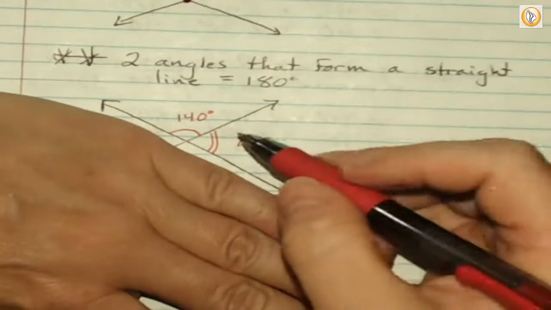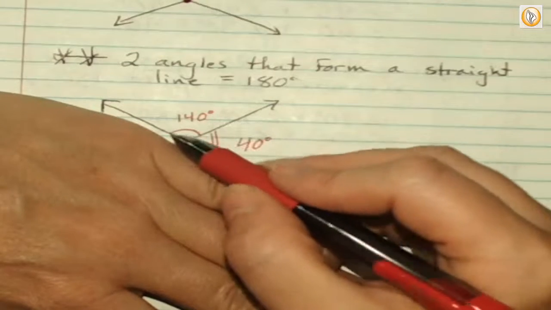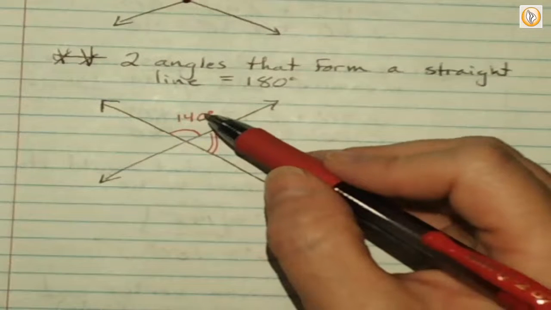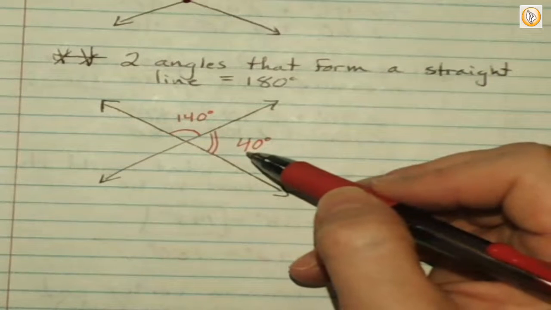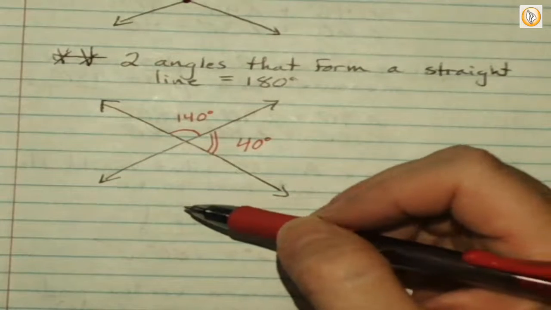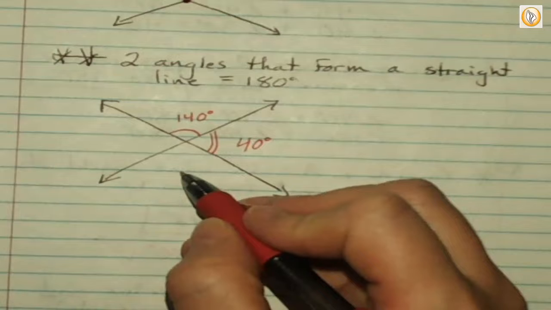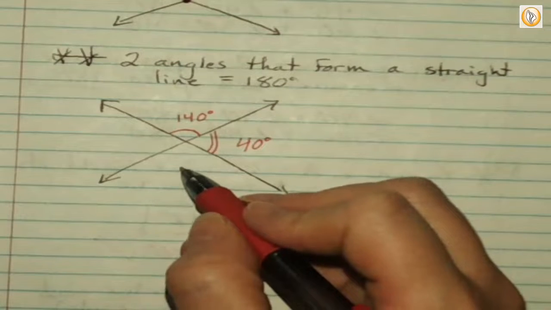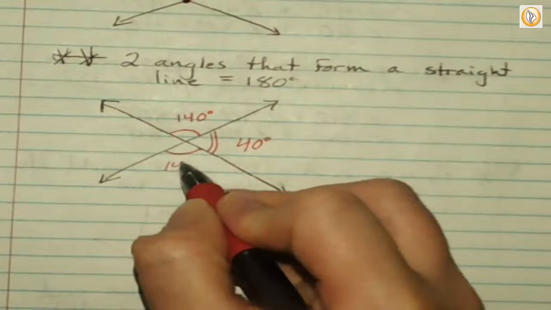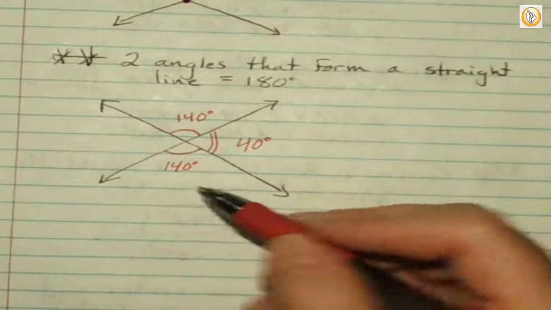Since the other ones were equal. All we need to know is one angle. And if one angle in intersecting lines is 140, then this one's going to be 40. Can we figure out the other two? Michaela, how do I know what this one is? It's going to be the same. Bingo. It's the same. The ones that are across from each other are going to be the same.